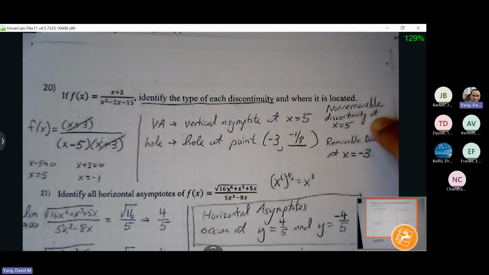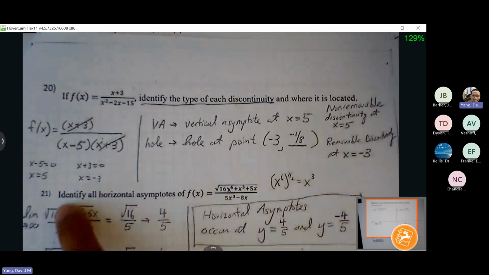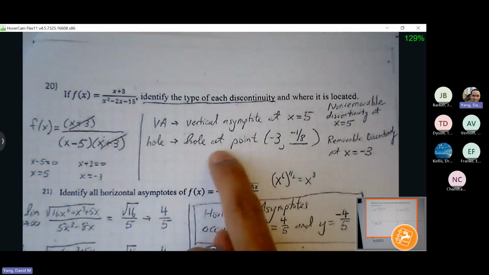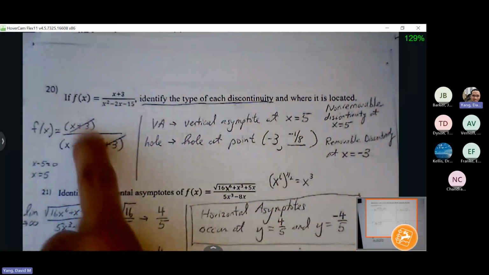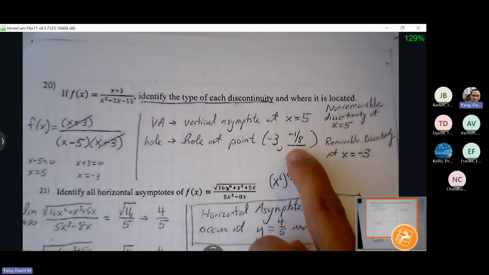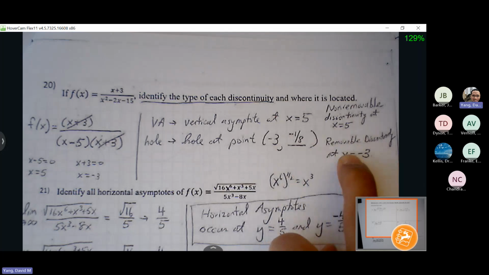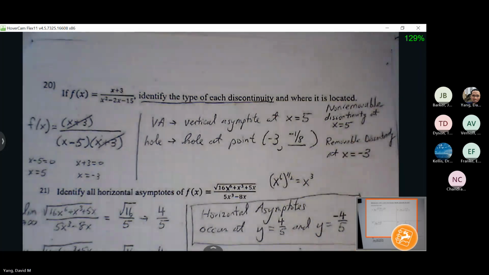A vertical asymptote falls into the category of a non-removable discontinuity. And then a hole is at the point x equals -3. Basically, you're just finding the limit. If I plug -3 into the reduced expression, I get -1/8. Yeah, the limit is the y value location of the hole. And that is a removable discontinuity.